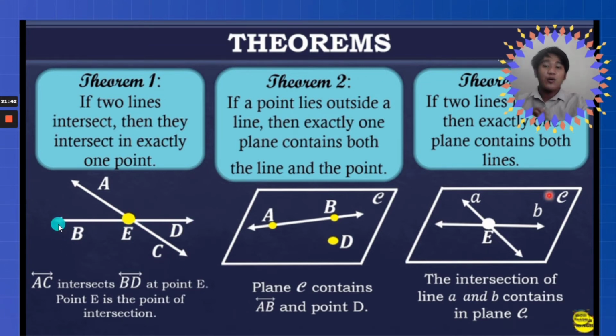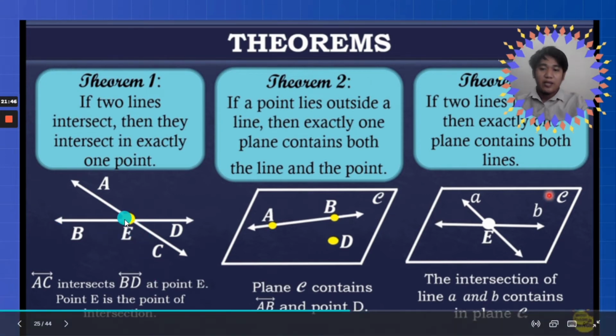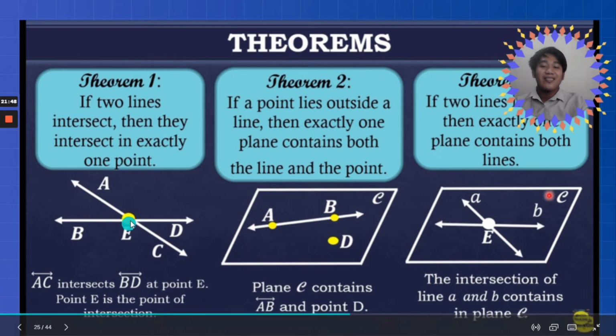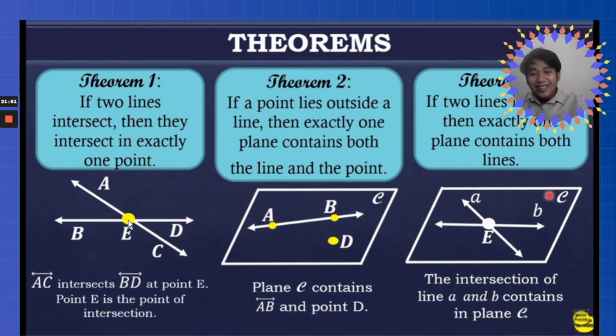Okay, observe how we illustrate them. And then at point E. So point E is the point of intersection. Do you agree? And there is only one point of intersection. Okay? Wala nang iba. There's no intersection here, there's no intersection here, but only here at point E. Let's proceed. Theorem number 2.